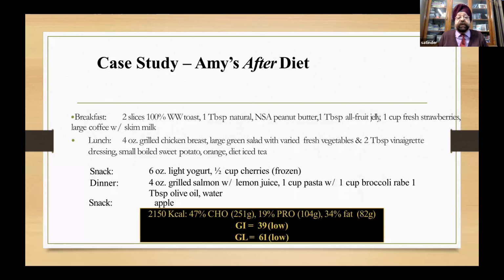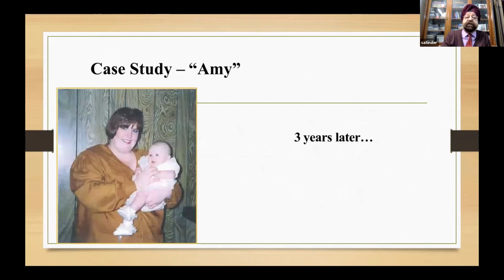Again, the big red meat meal is changed to salmon, lemon juice, a cup of pasta, a cup of broccoli, with some olive oil. And see, the calories have suddenly become 2,150. The glycemic index has changed to 39 and the glycemic load to 61. So this is how we have added low GI, low glycemic load food, changed her total calories, and what are the results 3 years later?